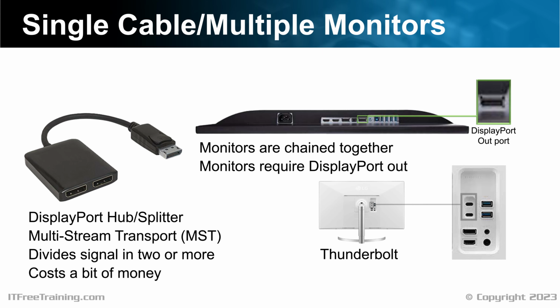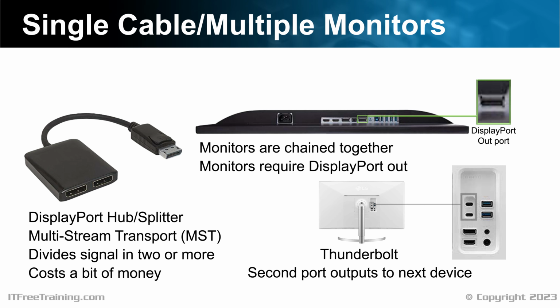Thunderbolt is often found with Apple devices, but can be used with PCs as well. The Thunderbolt device will need to have a second port which outputs the data to the next device. I say next device because with Thunderbolt, this can be an additional monitor or a Thunderbolt device. For example, an external hard disk can use a Thunderbolt connection.